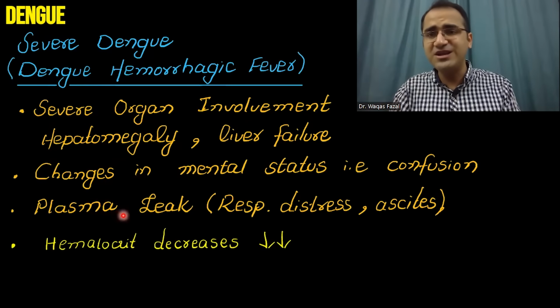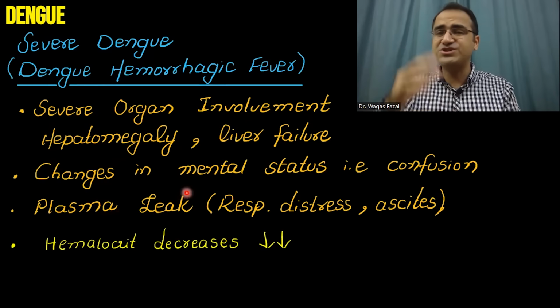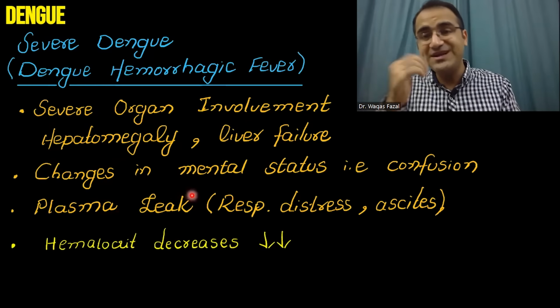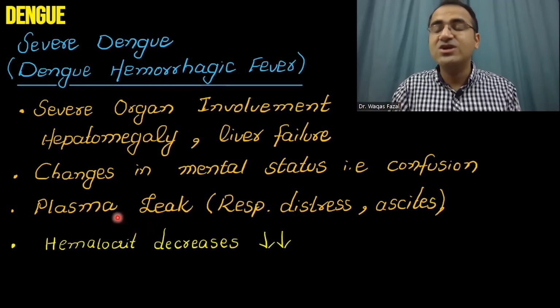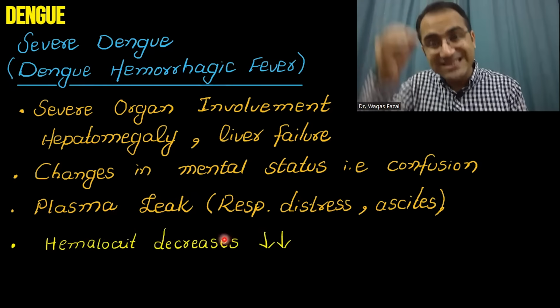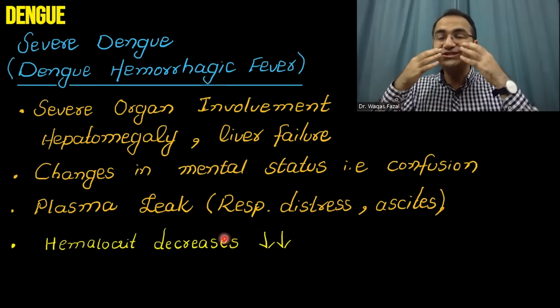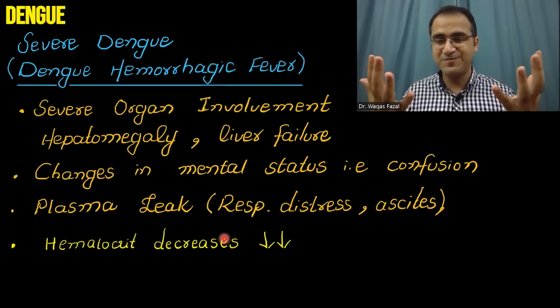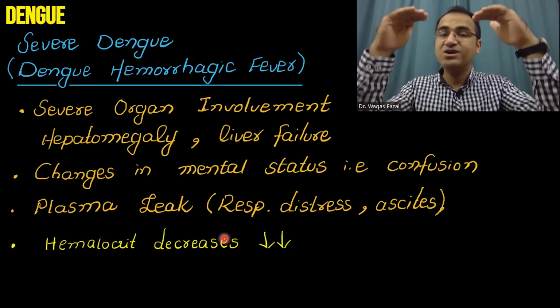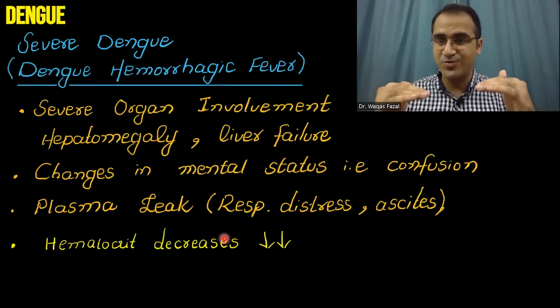There will be plasma leakage, and this time it will be severe. Patient will be having respiratory distress due to pleural effusion, abdominal pain due to ascites, and there will be a decrease in hematocrit. Now in this phase there is a decrease in hematocrit because the patient is having severe hemorrhage, and that hemorrhage is causing loss of red blood cells. Therefore, the hematocrit would go down.